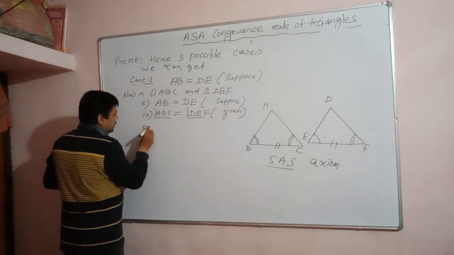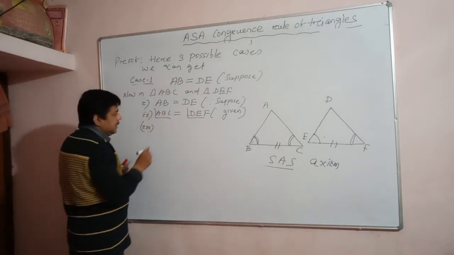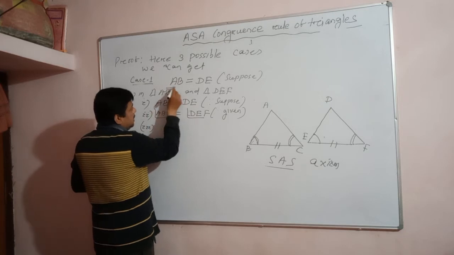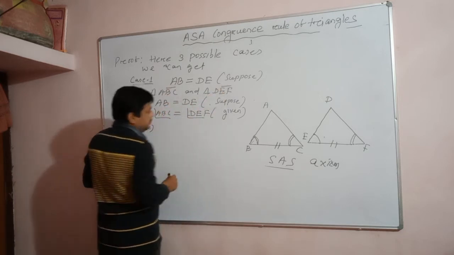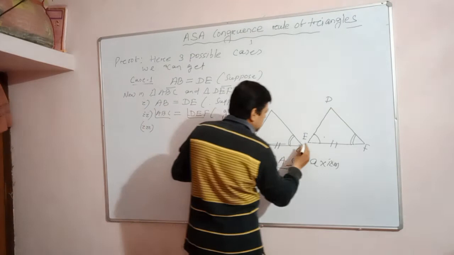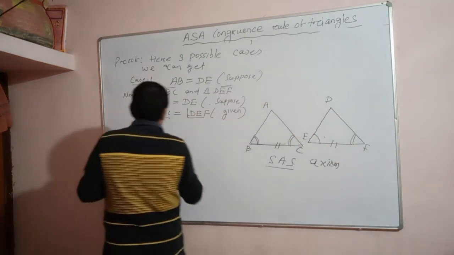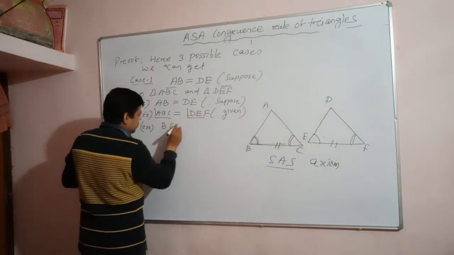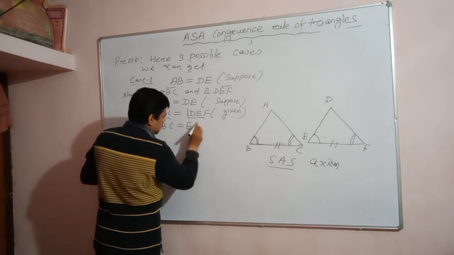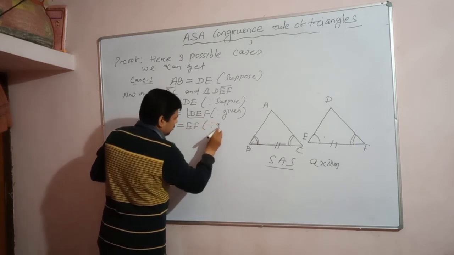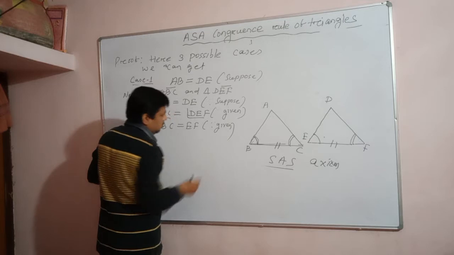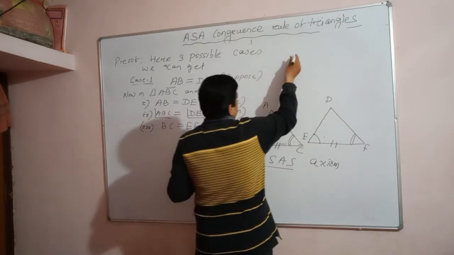Third point. What is given? Now BC is equal to EF. Here you see BC equal to EF. Given. This is given or not? Okay. So what kind of criteria are you getting now?